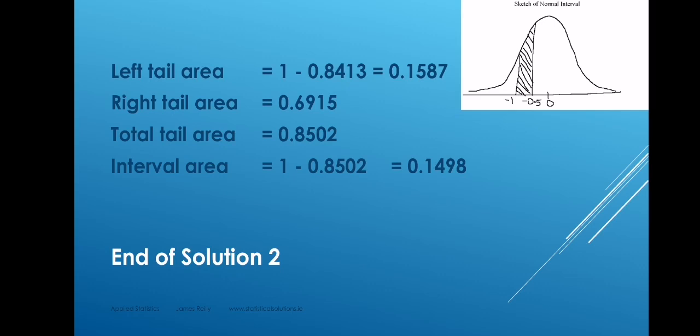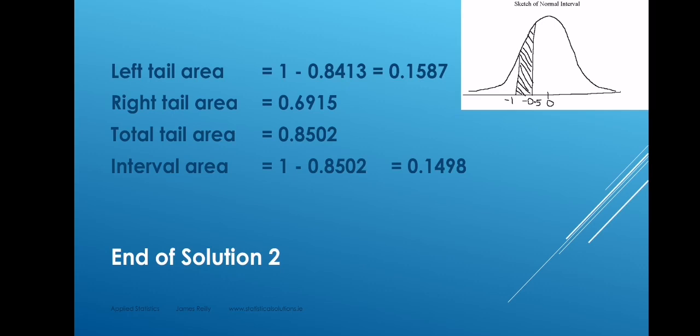Our next job is to find the right tail area, which we can see by inspecting the curve. It's bigger than 0.5. And when the tables suggest 0.6915 as that area, that is a reasonable value for the probability. So we accept that and don't subtract it from 1. We're looking for a majority and the tables has given us a majority. So we just keep that as it is, 0.6915. We then move on to the total tail area. So we add together the left tail area and the right tail area. Adding those two gives us 0.8502. So that's the total area in the tails.